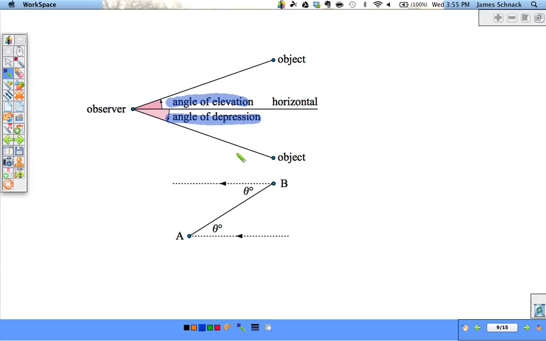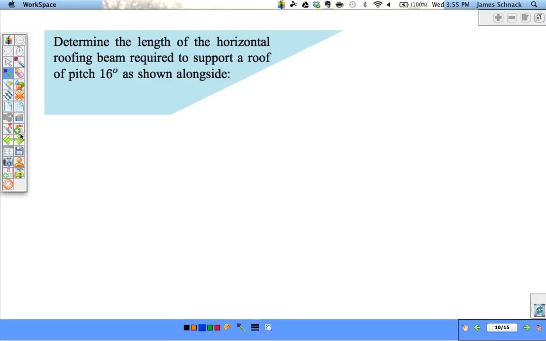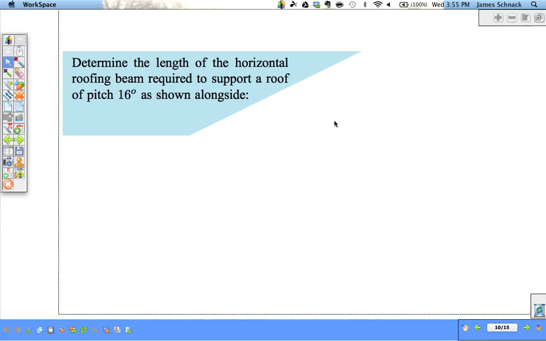When you're standing on top of a mountain and you look down at a city below you, that angle is the angle of depression. And from parallel lines, we know that this angle of elevation is congruent to this angle of depression. So something to keep in mind as we draw these pictures. All right, determine the length of the horizontal roofing beam to support a roof of pitch 16 degrees. Okay, we got to talk about pitch.